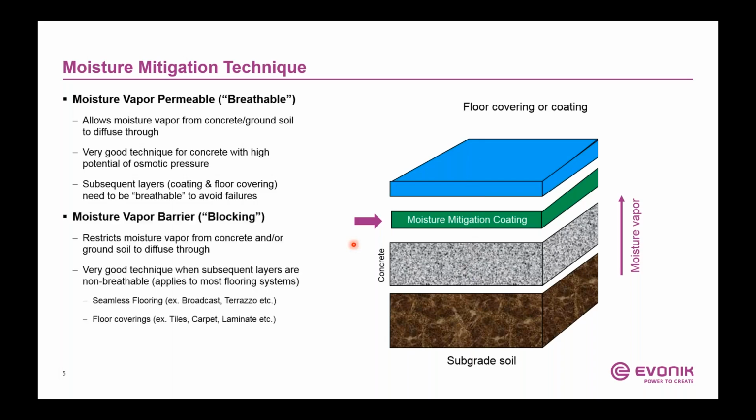Another moisture mitigation technique is using a moisture vapor barrier. In this case, you're blocking the moisture vapor from coming up to the surface. This is a very good technique when the subsequent layers you put on top are non-breathable. And this is most commonly used because most of the coatings or coverings that you use, like seamless flooring, terrazzos, and floor coverings like tiles, carpet, laminate, tend to be non-breathable. So this is the more common moisture mitigation technique, and this is where I will be focusing my talk.